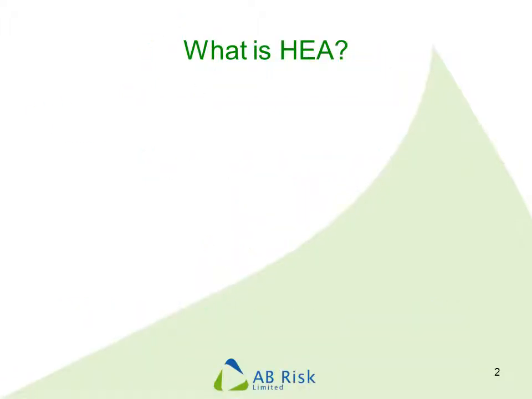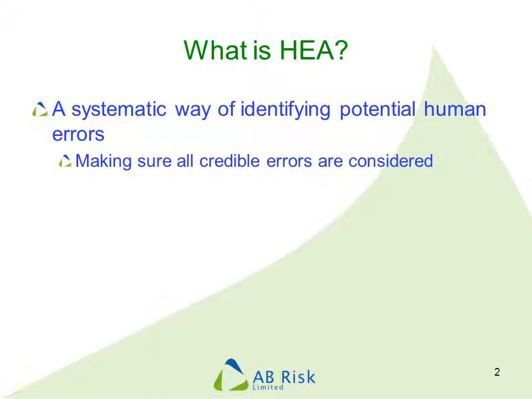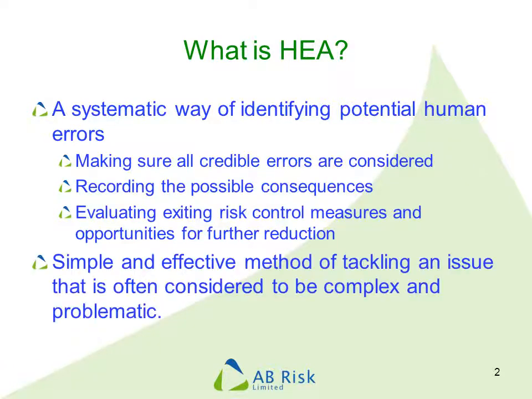So what is HEA? It is a systematic way of identifying the errors or human failures that may occur when a task is being performed. By using a checklist or prompt sheet, we make sure that all credible errors are considered, rather than focusing on the most obvious. We can then record the likely consequences of the errors and details of any risk controls that we may have in place. We can also consider what else could be done to further reduce the risk.